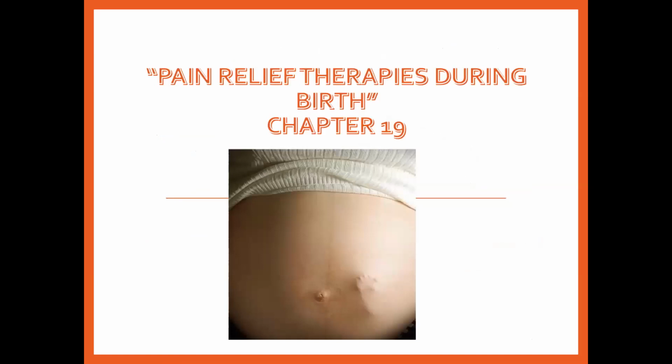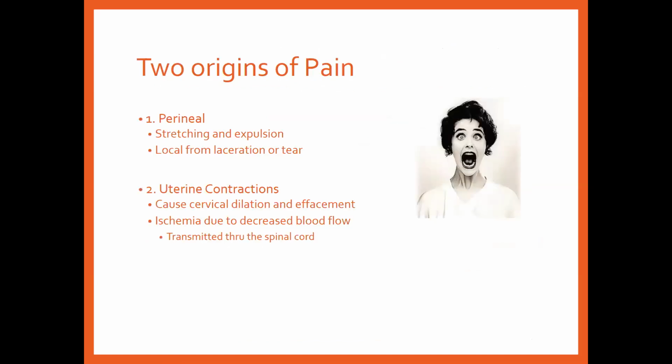All right, pain relief therapies during birth. So this is going to be chapter 19. All right, so there's two origins of pain. There's perineal and then there's the uterine contractions, which we kind of touched on before. So the perineal is due to the stretching and the expulsion of the babe.